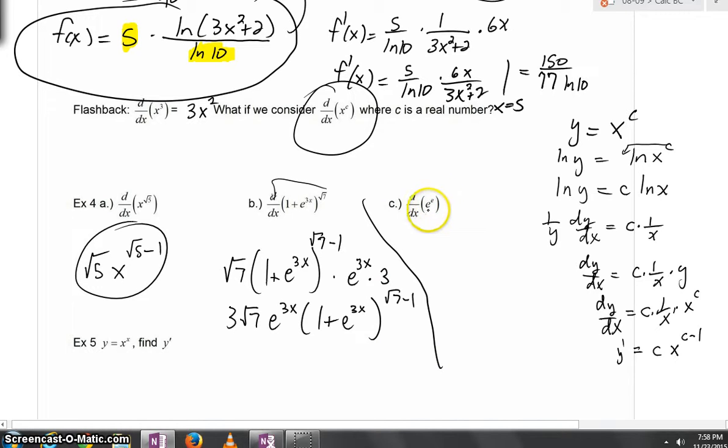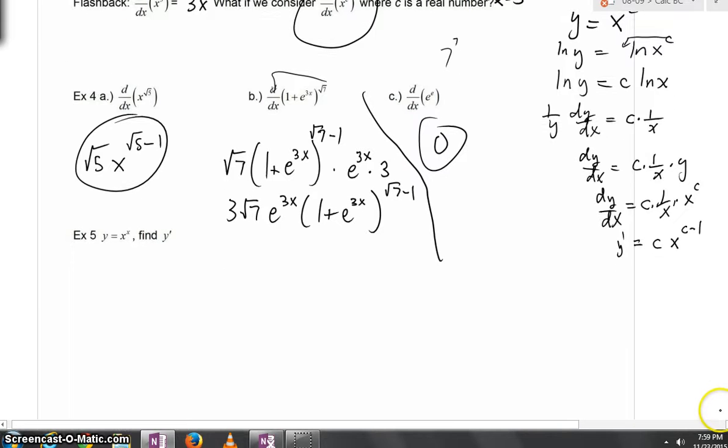For part C, e to the e is a constant. A constant to a constant. It's kind of like saying take the derivative of 7 to the 7 or something like that. It's just some arbitrary number. The derivative of that with respect to x is 0.